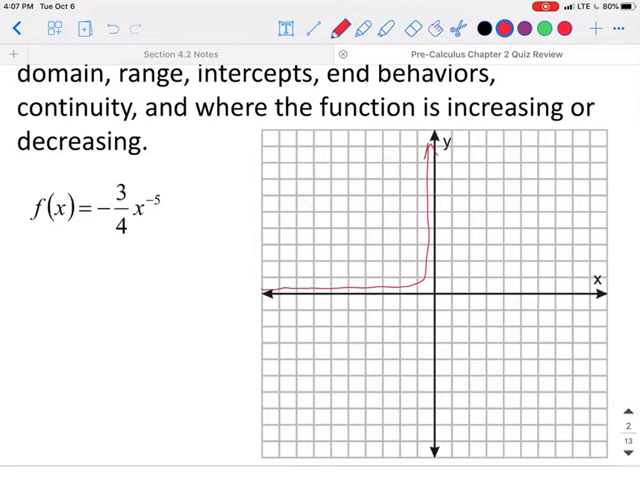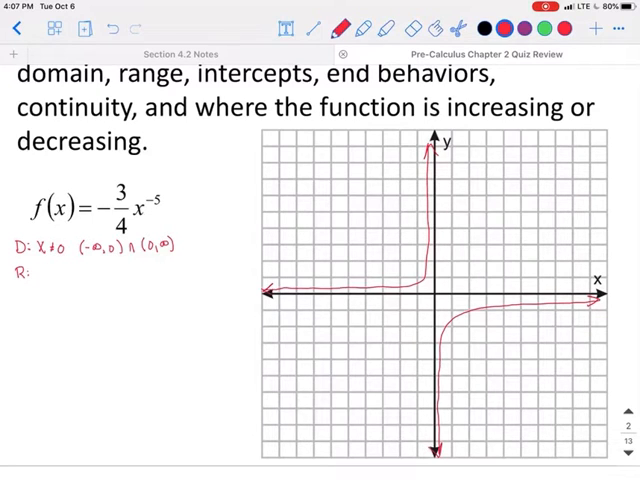The graph is going to get close to the y-axis and never touch it. Then get close on this side, and then get close to the x-axis and never actually touch it. So our domain in this case is that x cannot equal 0. Remember, you can also write this as negative infinity to 0 and 0 to infinity.